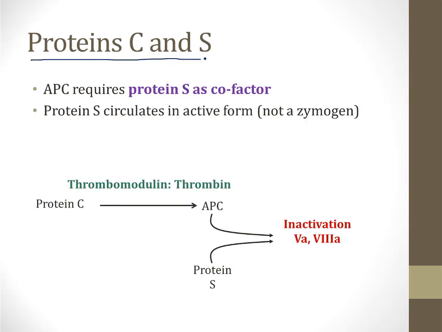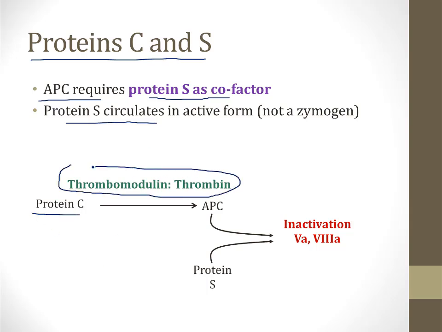The reason protein C and S are usually talked about together is because activated protein C requires protein S as a cofactor. Protein S circulates in an active form, it's not a zymogen, and it can bind to activated protein C to inactivate factors 5A and 8A. So I've shown this schematically at the bottom of the screen. Protein C can be activated by thrombomodulin bound to thrombin. It becomes activated protein C. This picks up protein S as a cofactor and then can inactivate factors 5A and 8A.